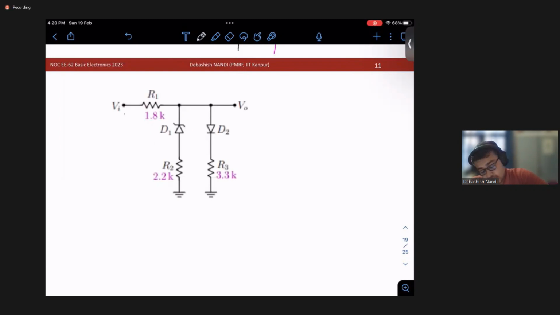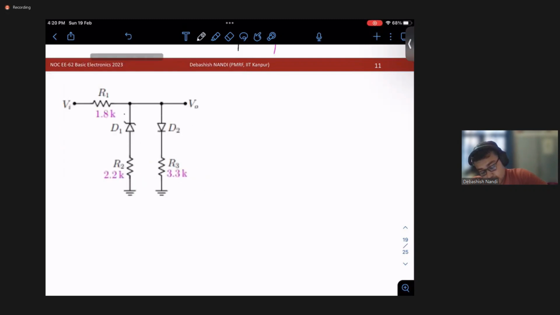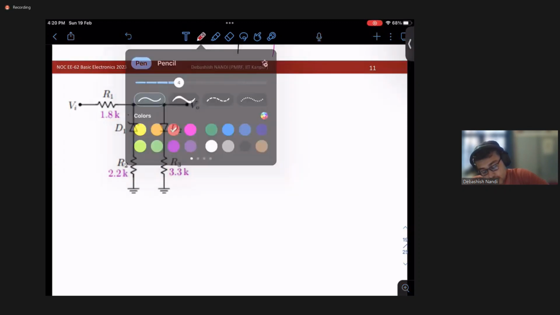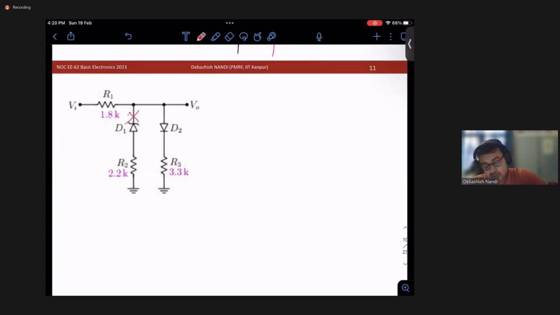That means this is not conducting, right? So we don't care about this, and only D2 is conducting. That means this drop you will find it to be 0.7 volt, and they want us to find out the slope between V0 and Vi, right? Because dV0 by dVi is nothing but the slope.